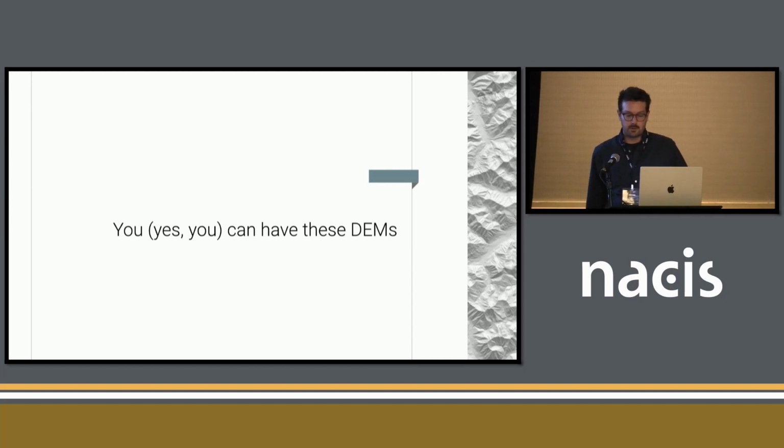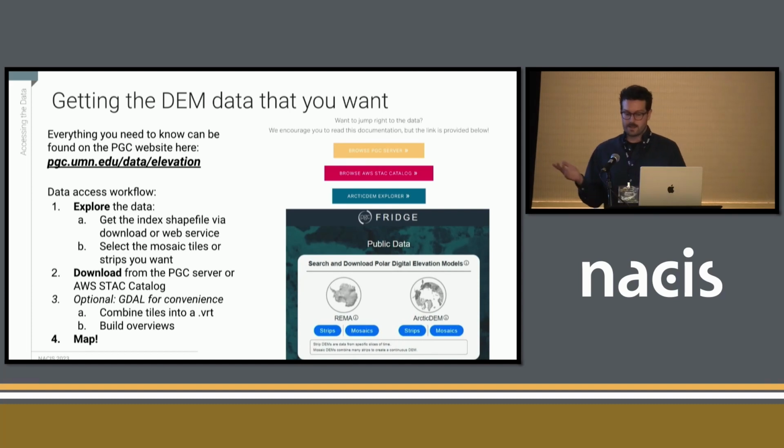So now we'll walk you through a simple workflow for searching the DEMs, downloading the ones you want, and efficiently adding them to a map. So there are a handful of ways to get the data, and I'll walk through a quick workflow to show you how. All this information is available on the PGC website, and I'll mostly be focusing on the DEM mosaics, but the process is the same for the strips.